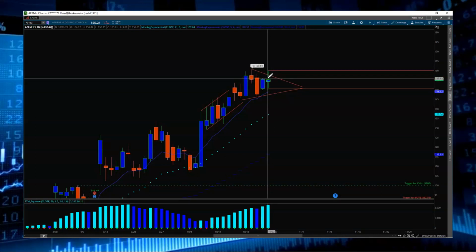If you would have gotten a little overconfident or just premature and jumped into this play when it jumped out of the wedge, you would have gotten chopped up, because it came back in here and it closed. It never left. Your theta would have killed you. Your Greeks would have been all messed up, and you would have just been chopped up, right? So what you want to do is wait until price closes above the wedge and solidifies.